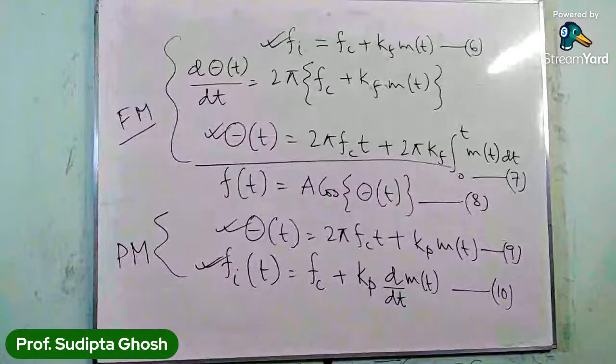So mathematically speaking, frequency modulation as well as phase modulation can be treated as identical twins. In a light way, I can say that FM and PM are identical twins. What is the difference? Now here you can find from these two equations, equation 7 and 10, the only difference is that one corresponds to a modulation pattern that is actually the differential of the pattern produced by the other.